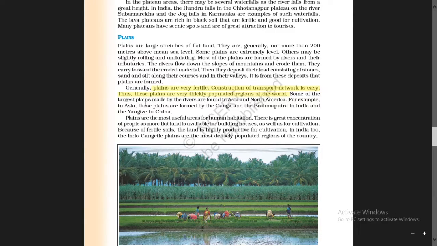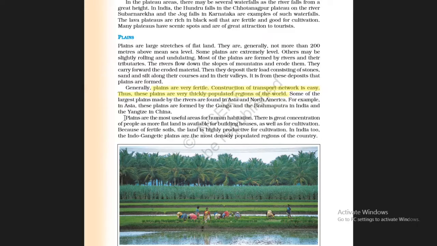Some of the largest plains made by the rivers are found in Asia and North America. For example, in Asia, these plains are formed by the Ganga and the Brahmaputra in India and Yangtze in China. So Ganga Brahmaputra plain, remember boys, this plain is very fertile for growing crops and for construction work. It is very suitable. That's why this part is a very thickly populated area.